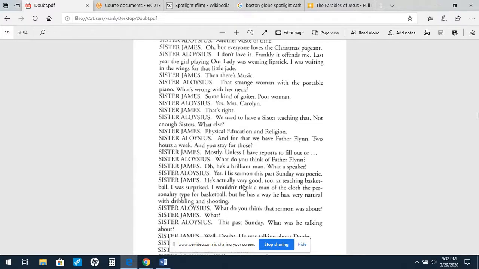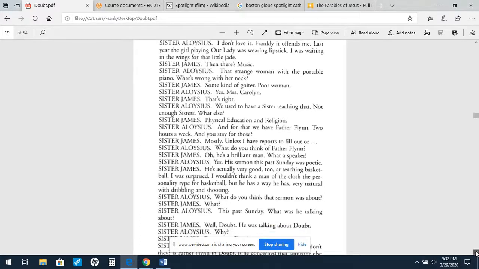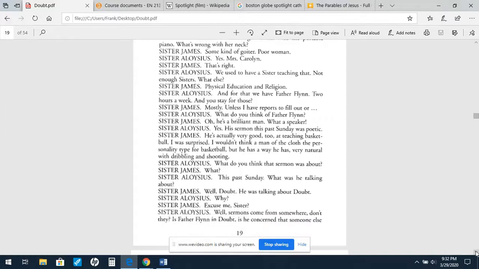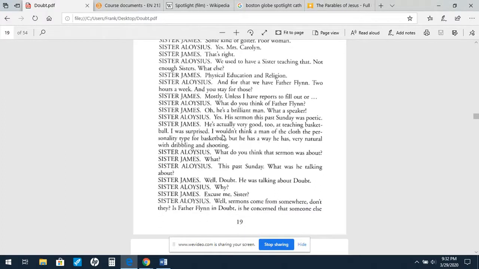So Sister Aloysius, this is scene 2, asks, "What do you think of Father Flynn?" "Oh, he's a brilliant man. What a speaker. Yes, his sermon this past Sunday was poetic. He's actually very good, too, at teaching basketball. I was surprised. I wouldn't think a man of the cloth, personality type for basketball, but he has a way. Very natural with dribbling and shooting." "What do you think that sermon was about? This past Sunday, what was he talking about?"